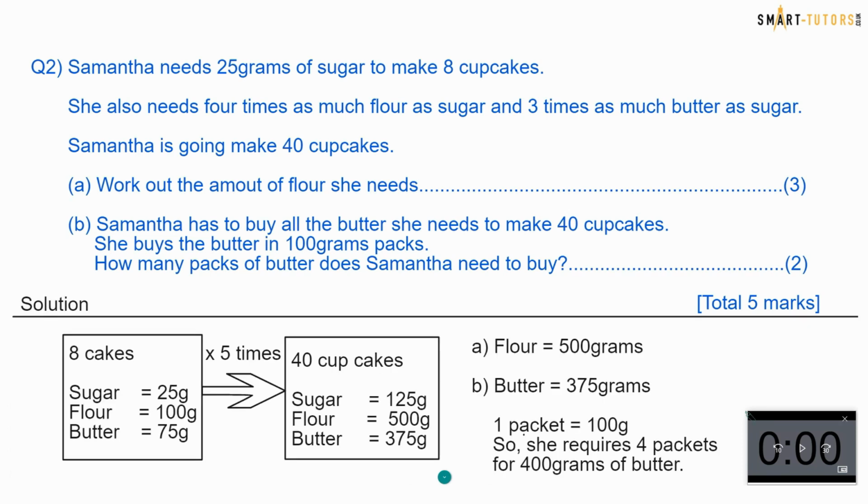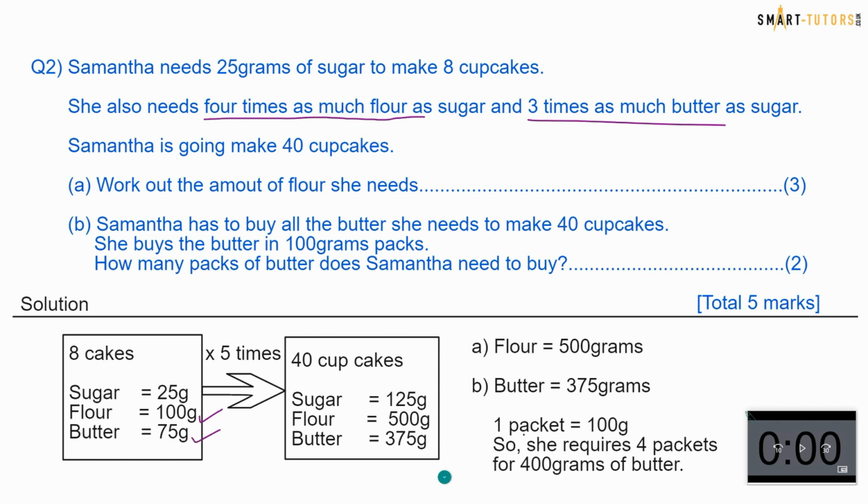The answer for the first part is 500 grams of flour, and the B part is they need 4 packets of butter. That is the answer. Let's look at how I did the questions. For 8 cupcakes, the recipe is sugar 25 grams, flour 100 grams. How? Here they mention 4 times as much flour as sugar, so you times 4 by 25, which is 100 grams. Then 3 times as much butter as sugar. So 3 times 25 is 75.